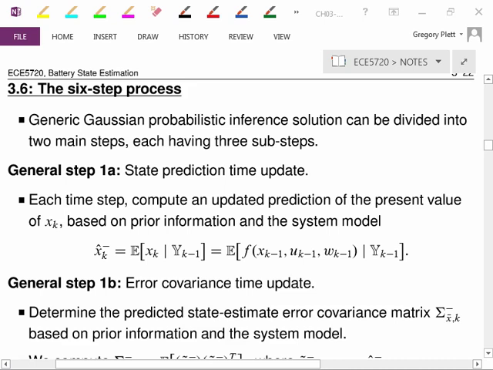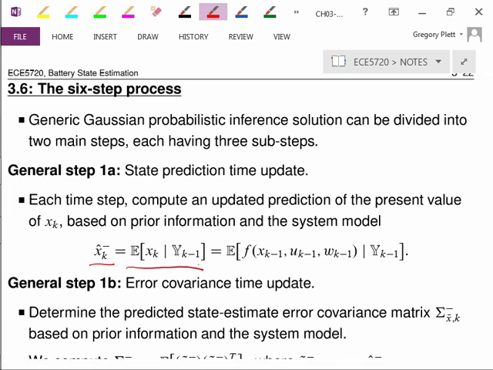Every time step, the first thing we do, general step 1a, is to predict what we think the state of the system is right now based on past information. So we are computing an updated prediction of the present value of xk. We are computing x hat k minus. Remember, that's our prediction of the state at time k. The minus says given only past information. By definition, x hat k minus is the expected value of the true state, xk, given measurements up to and including time k minus 1 only.